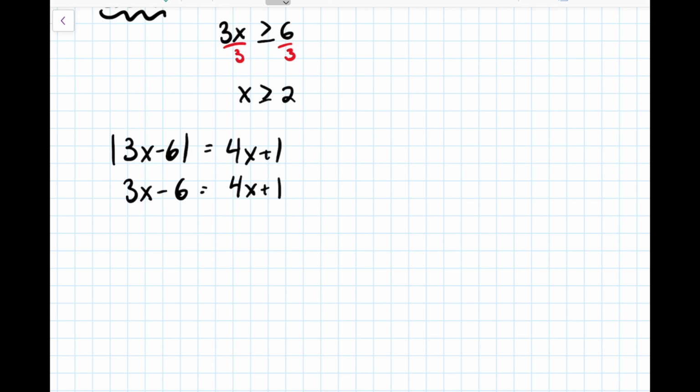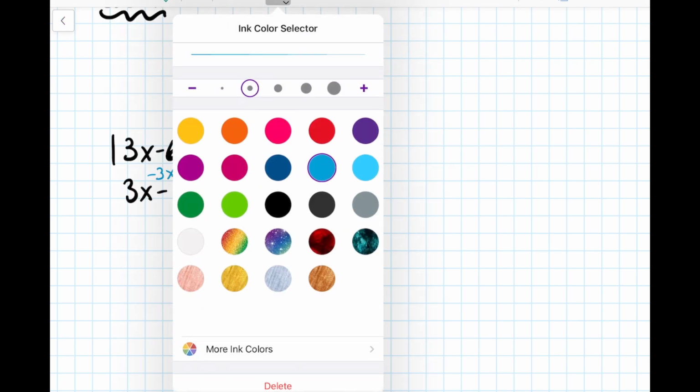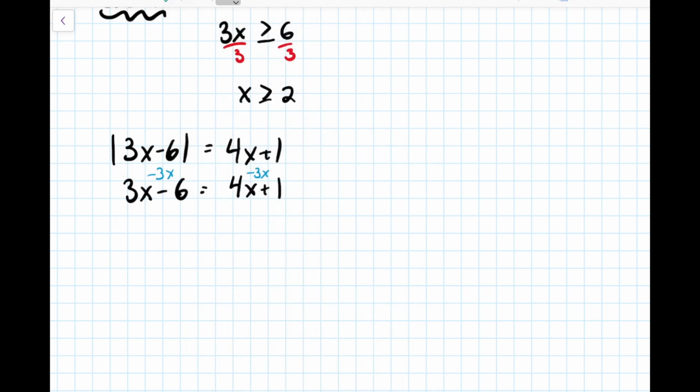So since it's not quadratic, we just want to move all the x terms to one side of the equation, and then all the non-x terms to the other side. For me, I'm going to move that 3x to the right because that's going to get me a positive, and it's just a little bit less to deal with later on. So I've got -6 equals x plus 1. And then I'm going to subtract 1 on both sides, which is going to get me -7 equals x. So there's my x value. x is -7.